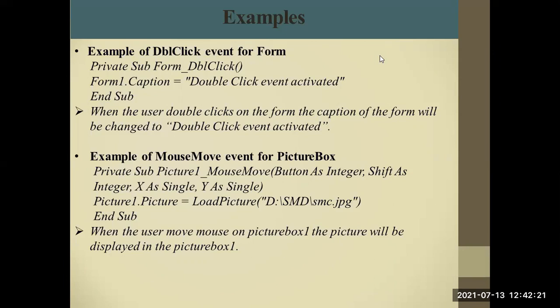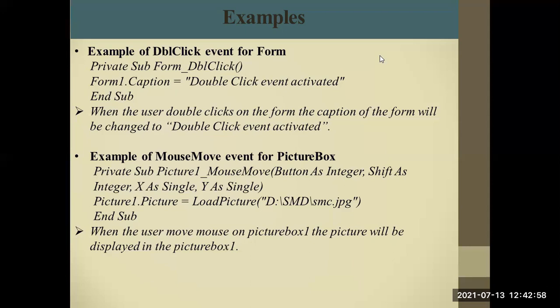Now what I am doing, as you can see, is using Picture1 and editing this one. I am using the picture from our particular source file. So what happens when the user moves the mouse over the picture box in a form? Whenever the user moves the mouse in the picture box, the picture will be displayed in Picture1.